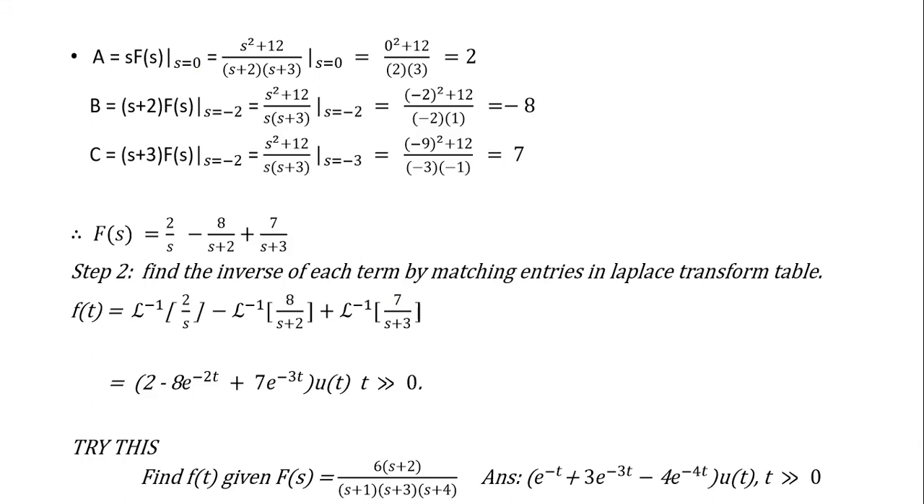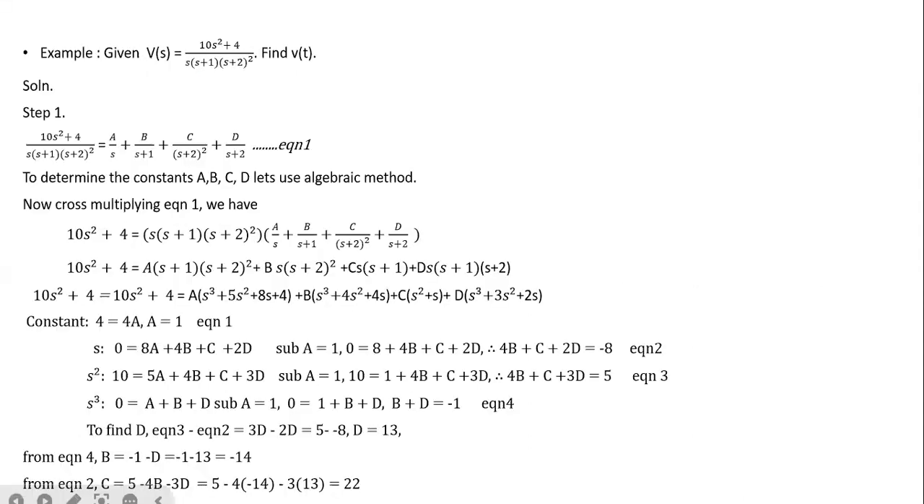It is an advantage. So let's move to the next one. Let's look at another example here. We have this function given that V of s, a function in frequency domain, is equal to this. Remember that this is also of the form N of s all over D of s, that is the numerator and the denominator, they are all a function of frequency. So we are asked to find v of t. That is, you are to find the inverse Laplace transform.